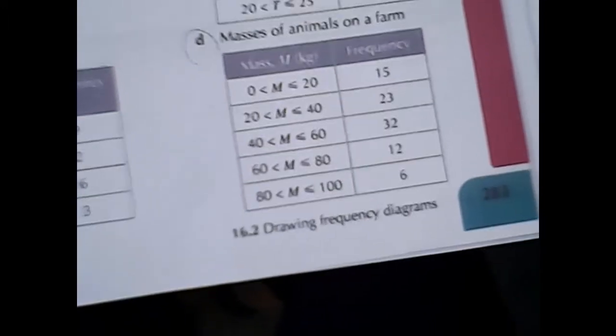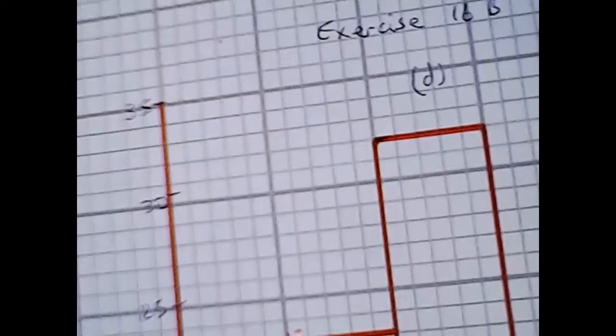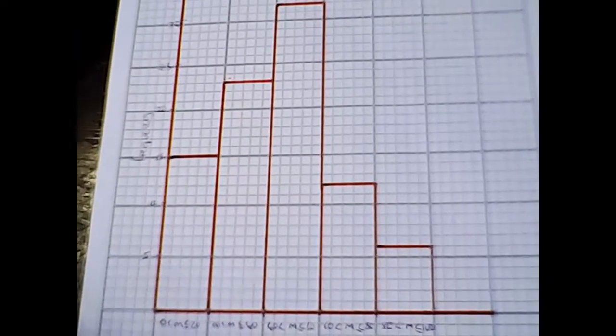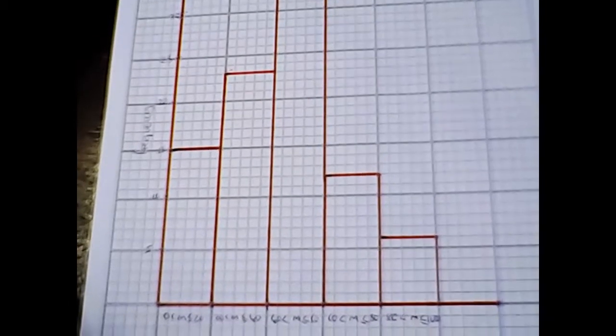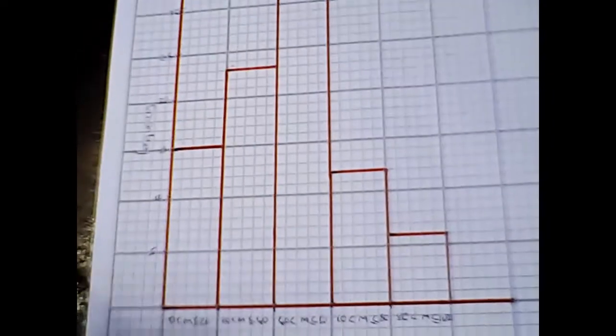Okay, so there's obviously 5 columns here, so I've got five groups along the bottom here. This is my mass, and then I went up to 35 at the top there because my largest number was 32 on the frequency, and I ended up with a diagram that looks something like that. And again, straight away you can see that the mode, the most common one, is when the mass is between 60 and 40 kilos.